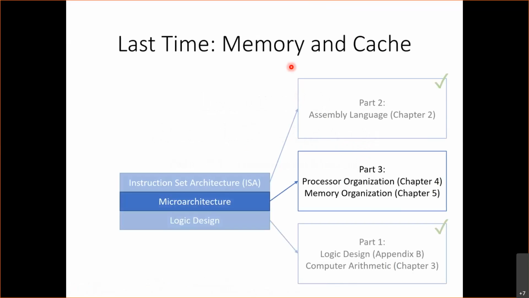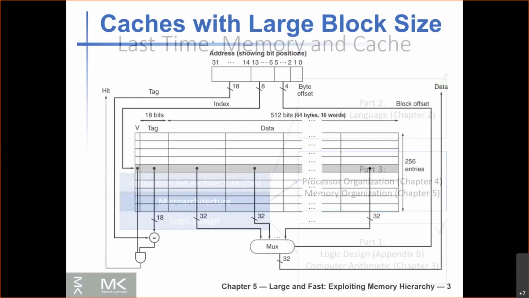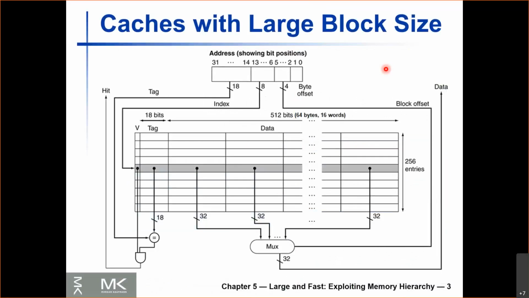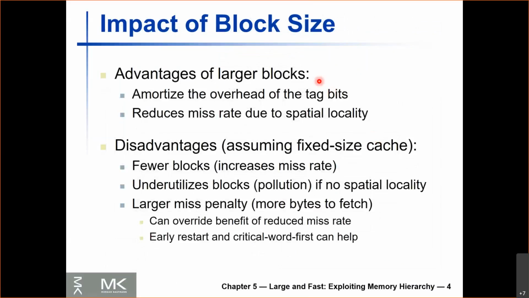Last time, we were talking about memory and cache, and the time before, we spoke about how caches are organized. And last time, we looked at how to have caches with large block sizes, where every cache block is multiple words. We saw that the advantage of caches with large block sizes is that we amortize the overhead of the tag bits, and we are also able to capture spatial locality, because when the block is large, if we're bringing in the word, we bring in all the words that are next to it. So if a program has spatial locality, it will find the nearby words already in the cache.